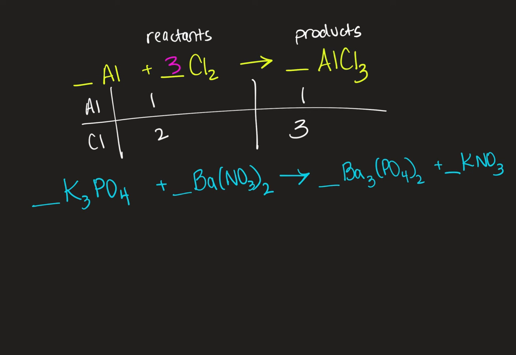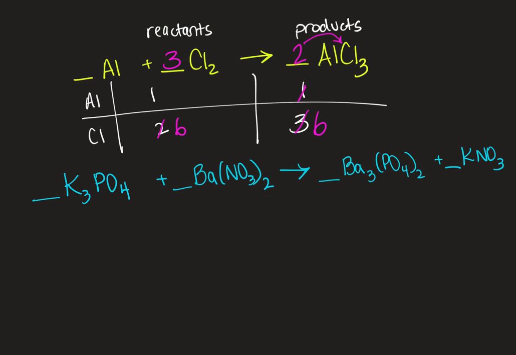So let's try it here. Let's put a 3 here. 3 times 2 gives us 6 chlorines, and it doesn't affect the aluminum on the reactant side. And then product side-wise, if we want 6 chlorines, we need to put a 2 here. 2 times 3 gives us 6 chlorines, but be careful, this 2 also affects the aluminum, so 2 times 1 is 2 aluminums. So we got good news down here, but our aluminums still don't match. However, we can easily turn a 1 into a 2 by putting a coefficient here. And our coefficients are 2, 3, 2 in that one.